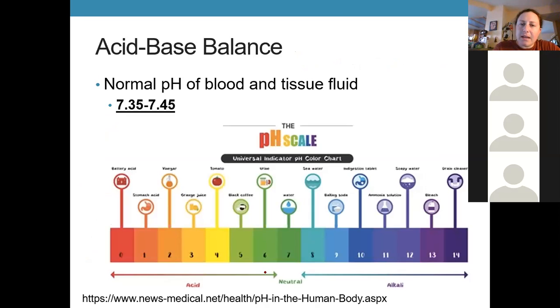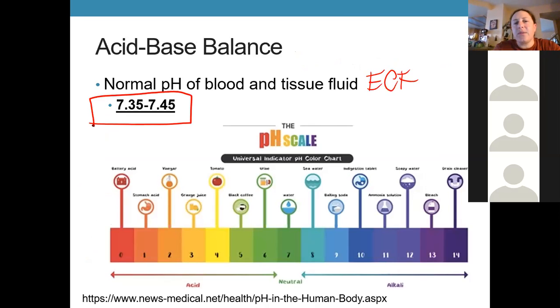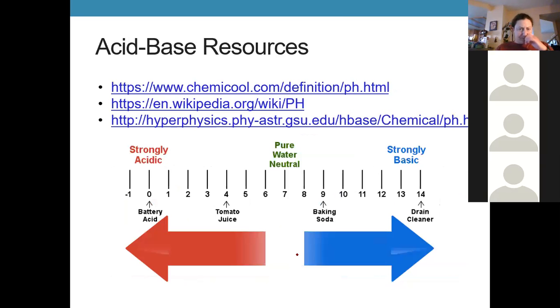Now, our blood and tissue fluid, so all of our extracellular fluid, has a normal pH range of 7.35 to 7.45. So the average pH in the human body is 7.4, which is very slightly basic. Just a little basic. And it needs to stay in this very narrow range because otherwise, bad things happen.